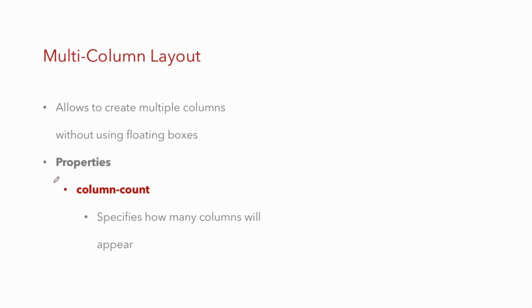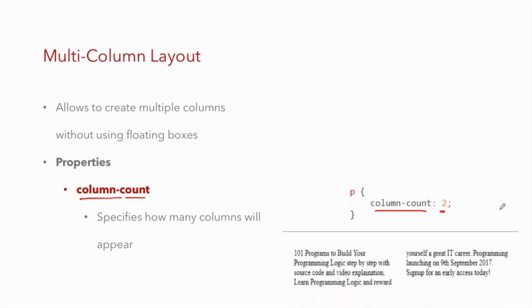So the property related to multi-column layout is the column count. It specifies how many columns will be appearing on the screen. So like this, you can specify the number of columns. Here we have specified 2. So this is something that will be displayed on the screen. So it has created these 2 columns like this. Okay, so this is one box, this is the other box.